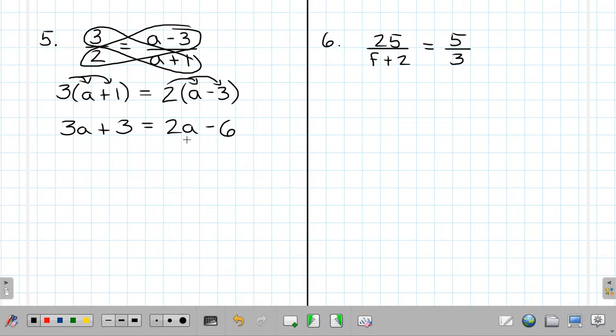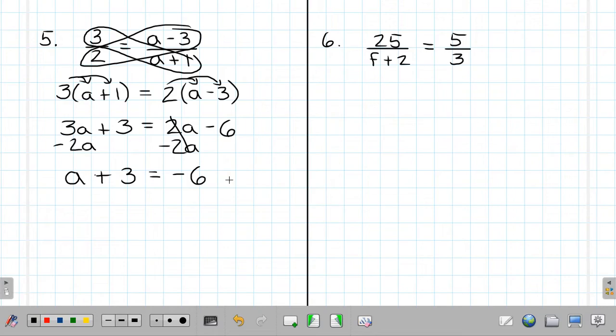And then same exact thing. You can either subtract 3a or 2a. I'm going to subtract 2a just because, as you notice, I usually always subtract from the right-hand side to get my variable on the left-hand side. But those go away. 3a minus 2a is 1a, so I'm just going to put a plus 3 is equal to, those go away. We're left with minus 6, negative 6.